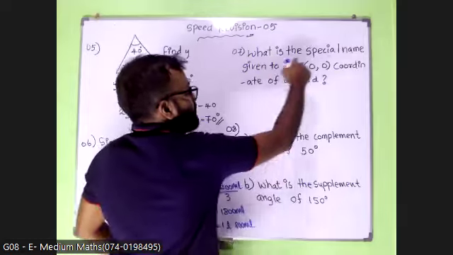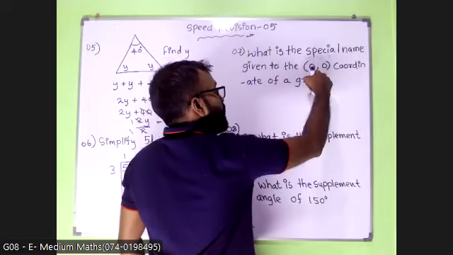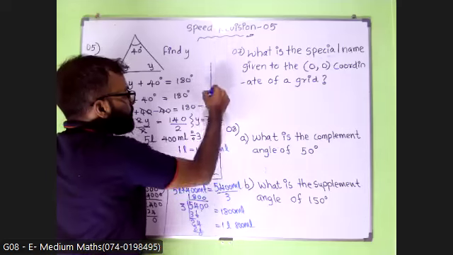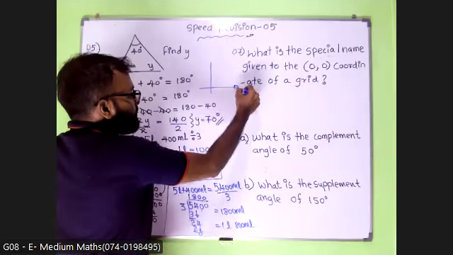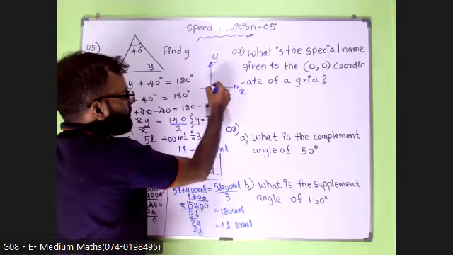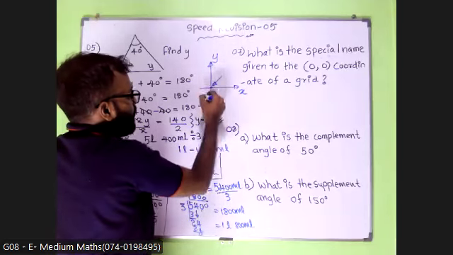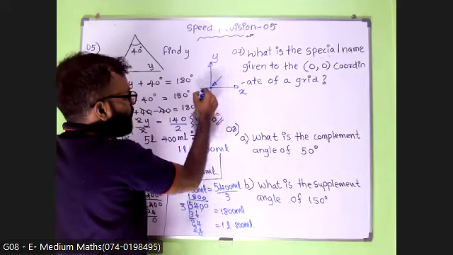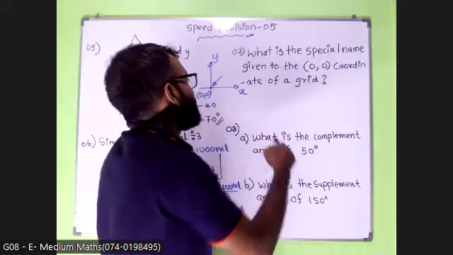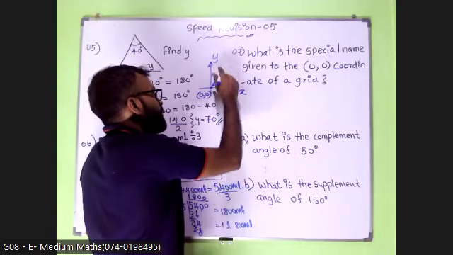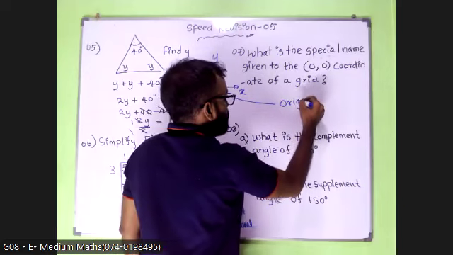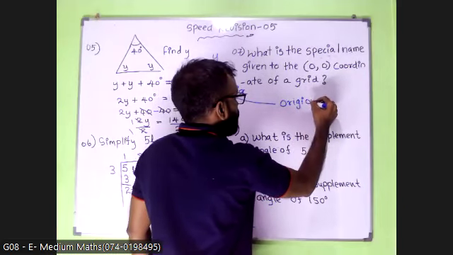What is the special name given to the 0, 0 coordinate of a grid? This is the grid, the x-axis and the y-axis. This is 0, 0. I told this to you today. This point is called the origin. 0, 0 is called the origin.